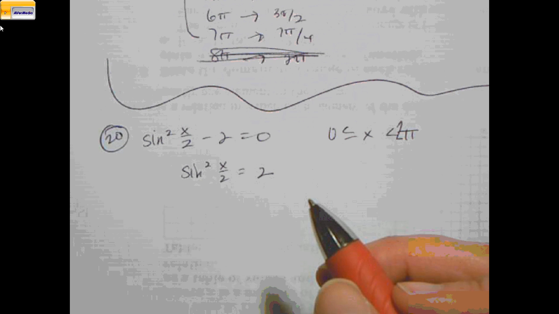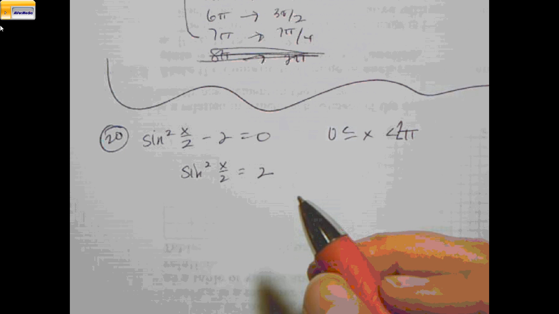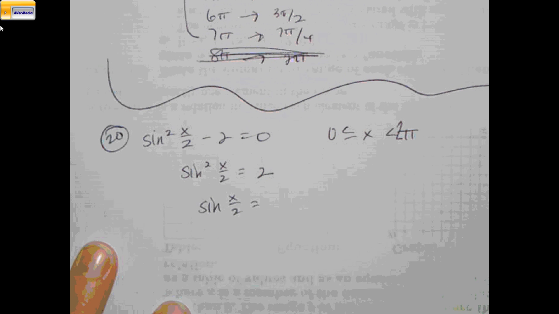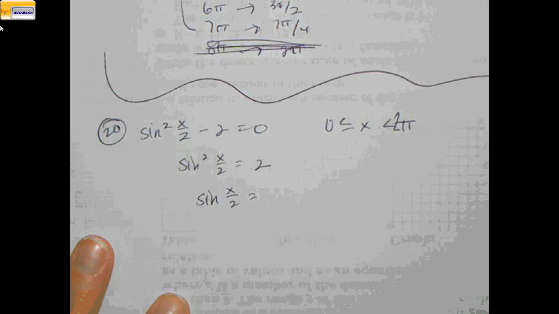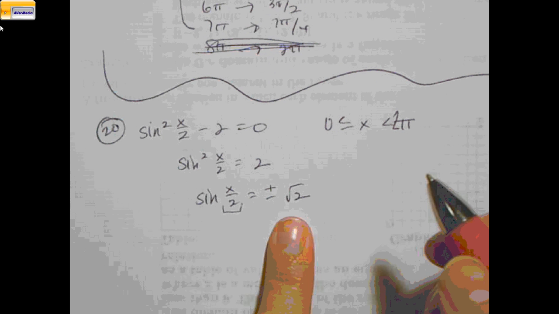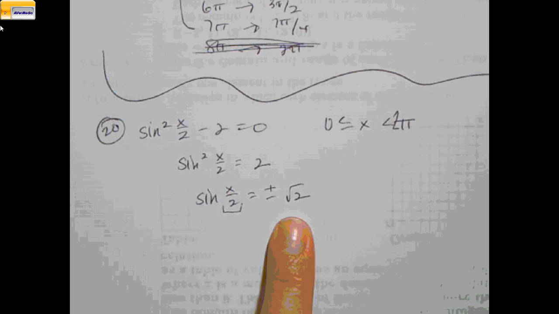How do I get this sine business by itself? What do I do? Square root, right? Whenever you take the square root of both sides of an equation, what do you have to remember? Plus and minus. So I have plus and minus radical 2, right, guys? Yes. So it's saying what angle is going to give you positive or negative radical 2 as the answer for sine.